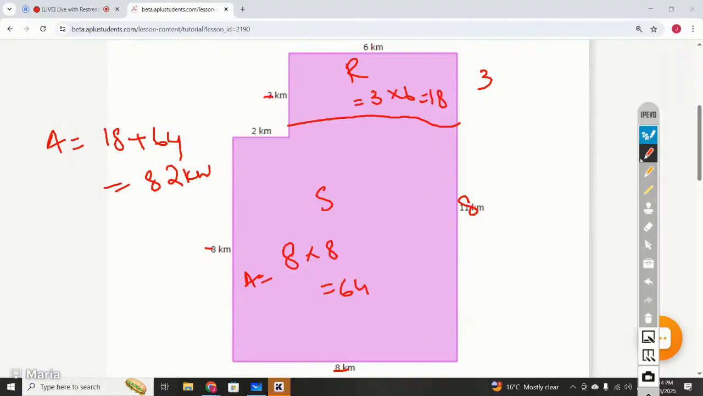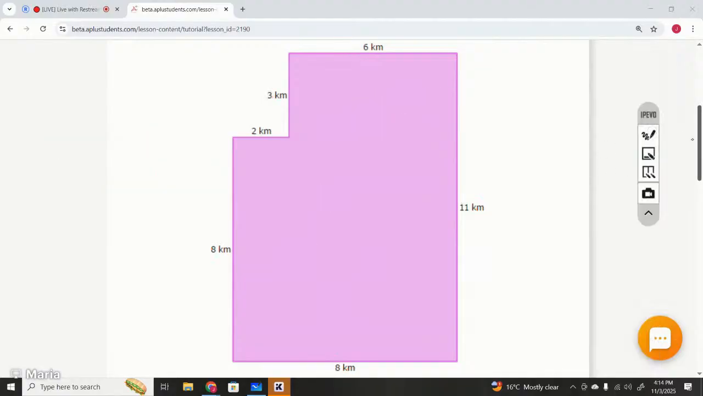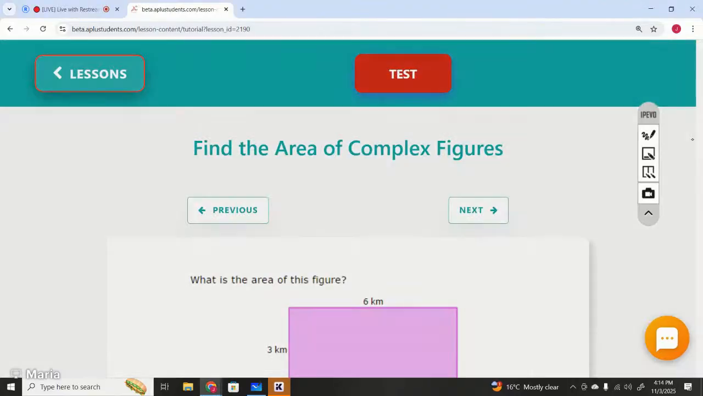So 64 plus 18 equals 82 kilometers. Let's just start with the test.